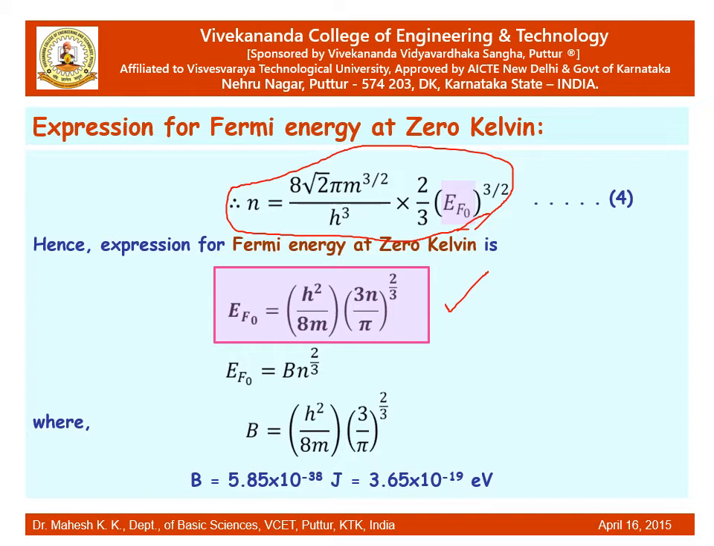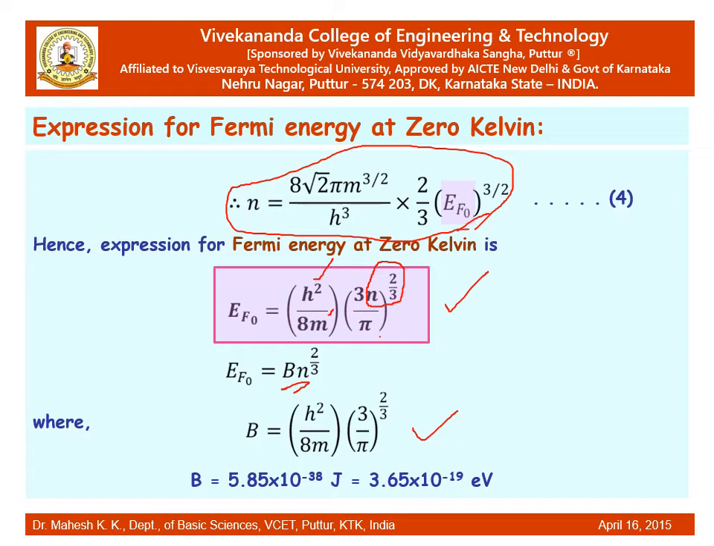Okay, and now if we just consider, because h is a constant and m is also constant, and 8 and 3 are numbers, and pi is also constant. Okay, so now what is remaining? The remaining is only n to the power 2 by 3. So that means other things are constant, that is why I will just write the constant as b, where b is equal to h square by 8m divided by 3 by pi e to the power 2 by 3.